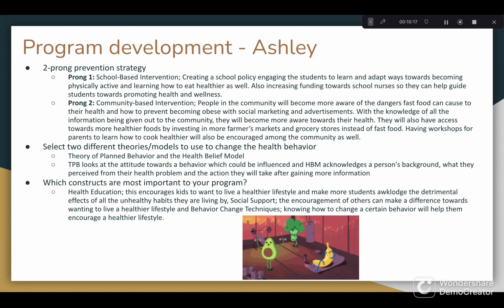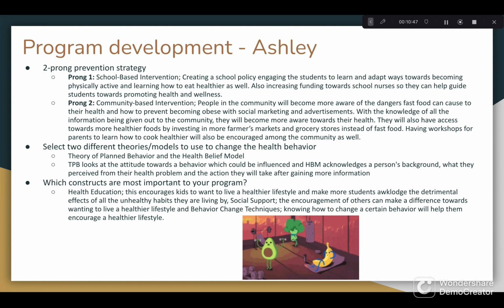And finally, for the constructs that are most important to our program, first off the bat is health education. Increasing the health education within the students and kids, they're going to want to be healthier. They're going to want to become more physically active. And them wanting to do that is just going to increase the likeliness of their family wanting to do it as well. And also, finally, social support.